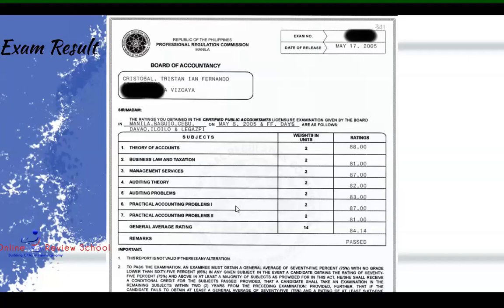And then we have the auditing problem. I was confident about auditing problem. I thought I would get a perfect, maybe just one mistake, but probably about three problems were wrong, so I only got 83. But still, a good one. Then MAS, business law and taxation, guys. Be careful on this. Business law, RFBT, and then taxation is separate.